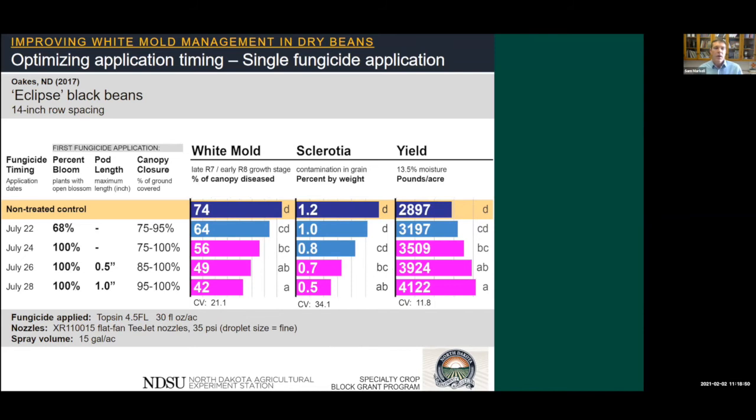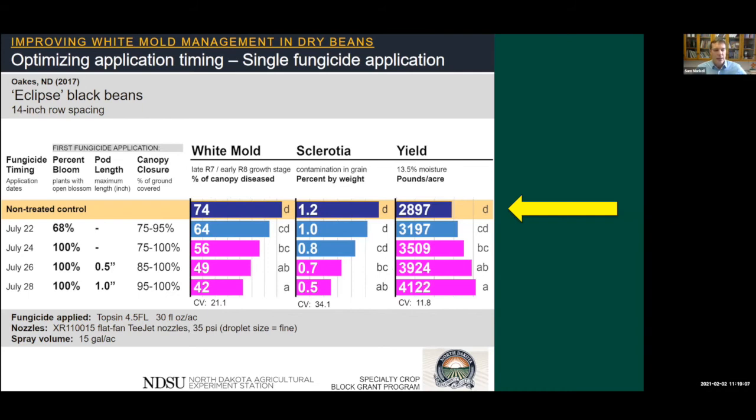He's going to give you a series of things, whatever that is, chemical, timing, efficacy, whatever he's testing on the left. And then he's going to give you whatever you're measuring on the right. Okay, so in this case, white mold, sclerosis, and yield. So how you read these colored bars is important.